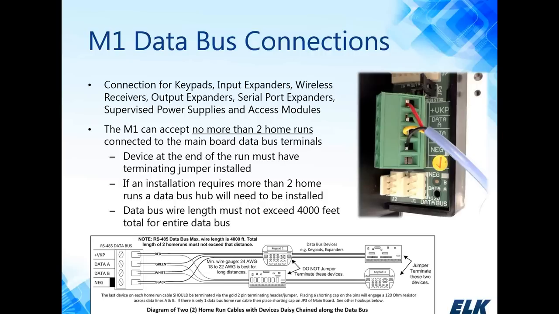Like I said, we can have 2 home runs, in which the last device on each home run would have a terminating jumper. You could have 1 home run coming off of the M1, and once again, daisy chaining devices. And the M1 itself has a 120 ohm resistor built onto the board. It's engaged using the JP3 jumper right above the plus VKP terminal on the data bus. So if you have only a single home run, the control's terminated and the last device. If you have 2 home runs, the control's basically in the middle, then you would terminate the last 2 devices on each home run.